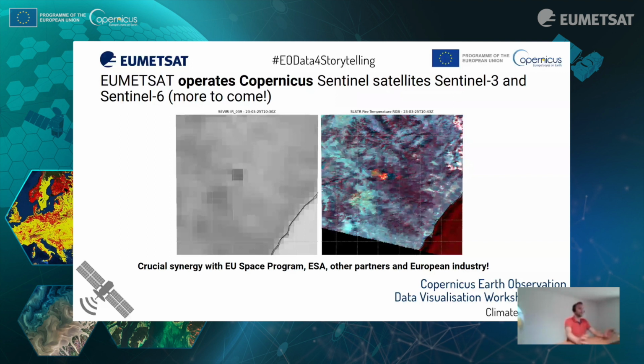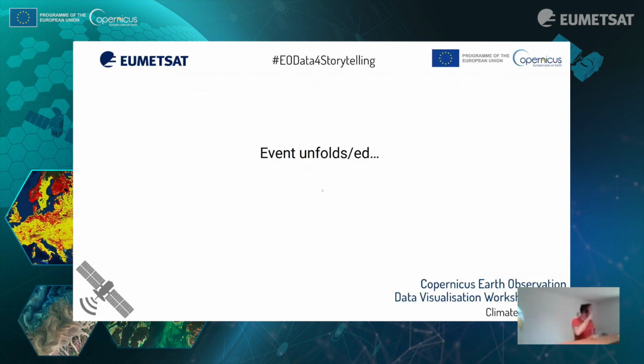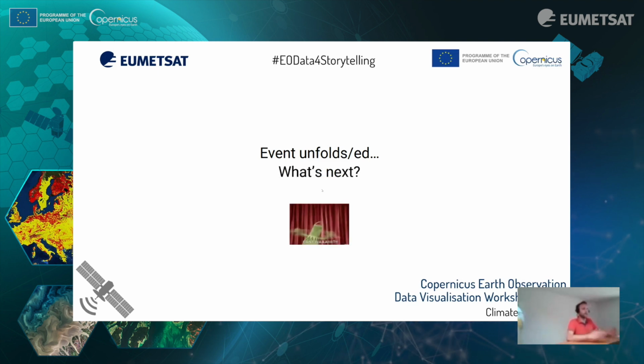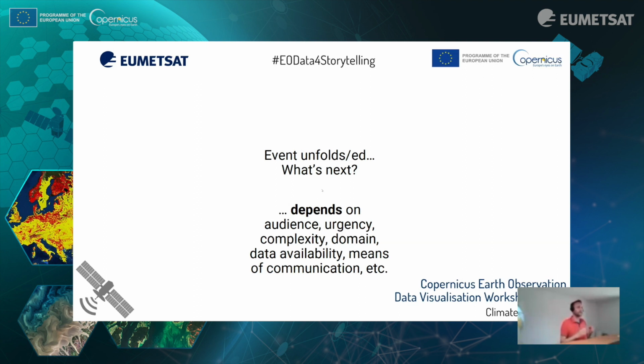Okay, so what happens when the event, be it tropical cyclone or a major fire or flood, unfolds? What do we do then? What's next is, of course, the inner me cannot wait to jump on the data, but over the years I learned to recognize that events are taken into a context, depending on audience, urgency, complexity, domain. If it's far north, you have to use LEO data availability. If it's readily available, you have to wait.